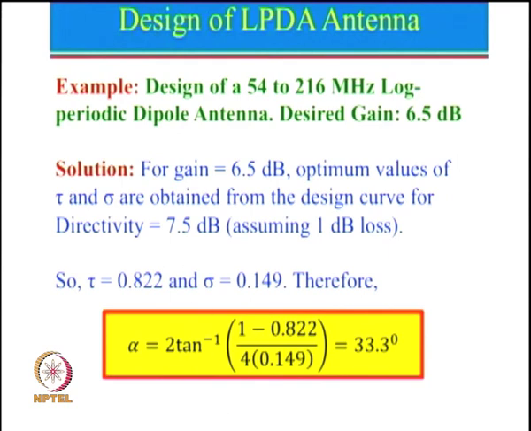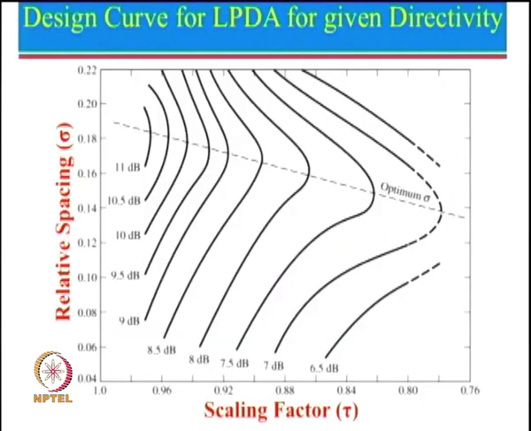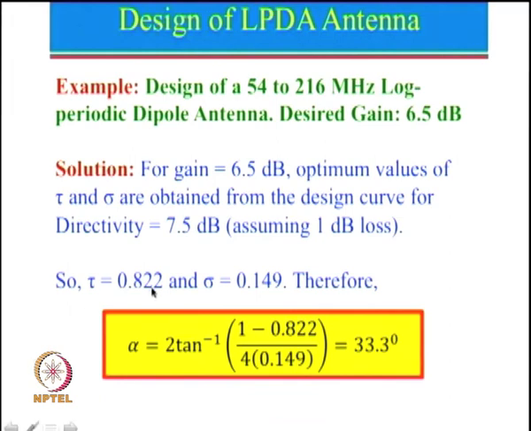So corresponding to 7.5 dB, let us see where 7.5 dB is. This is 7.5 dB and that is an optimum point here. You can see from here, if I draw the line, that is close to 0.82, and if we draw the horizontal line, it is close to about 0.15. Let us see the actual values. The actual values are 0.822 and 0.149. Once we know tau and sigma from the directivity curve, we can now find the value of alpha, which comes out to be 33.3 degrees.